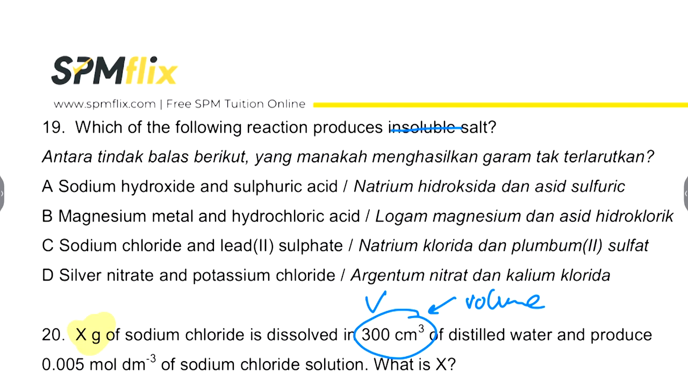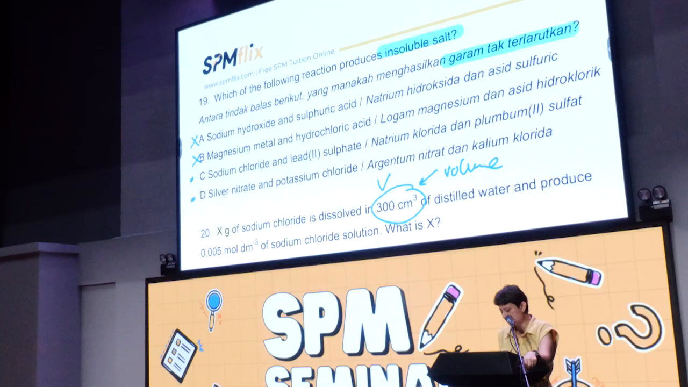Insoluble salt. Okay. So, untuk garam tak larut, garam yang dibuat mesti tak larut. Alright, tak boleh guna acid dan alkali, cannot use acid alkali, cannot use metal, cannot. Okay, these two got possibility. Lead, chloride, got lead, got chloride, can. This one got silver, got chloride. Trick question, got two answers. Why cannot choose C? Because lead 2 sulfate tak larut dalam air, cannot. So the answer is D.